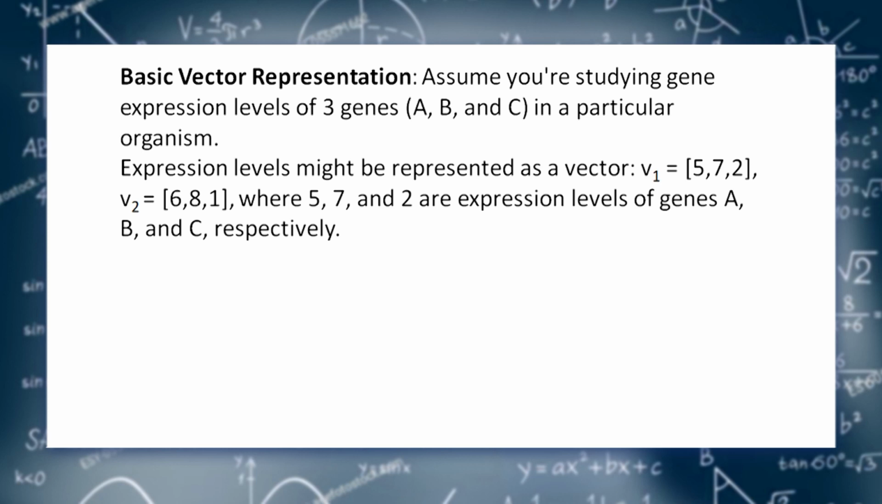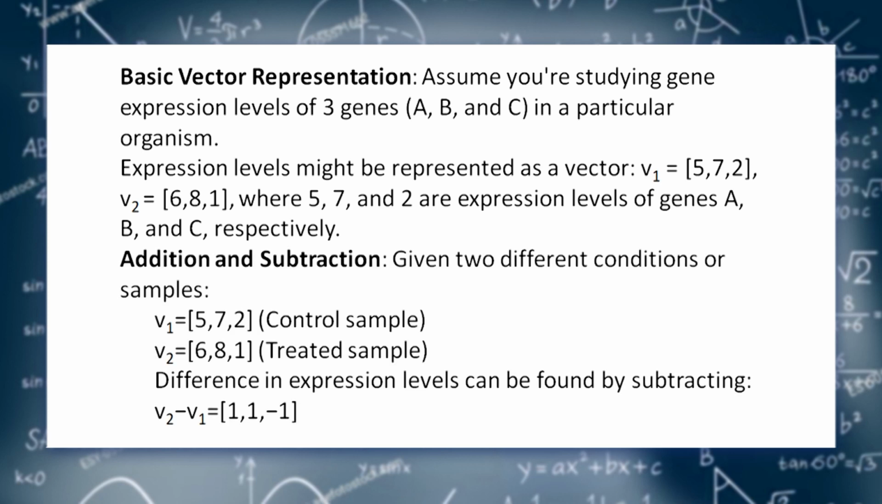So, we apply the binary operations of addition and subtraction to both the vectors given two different conditions or samples. The first sample is the control sample, and the other is taken as the treated sample. Control sample elements are represented by V1, having the elements 5, 7 and 2, and the treated sample is represented by V2, having the elements 6, 8 and 1. If we take the difference in expression levels, it can be found by subtracting V2 minus V1. So, we have to subtract all the elements one by one from V2 to V1.